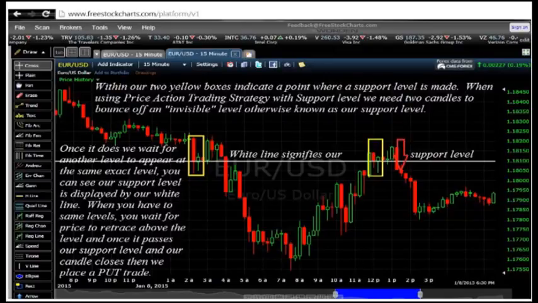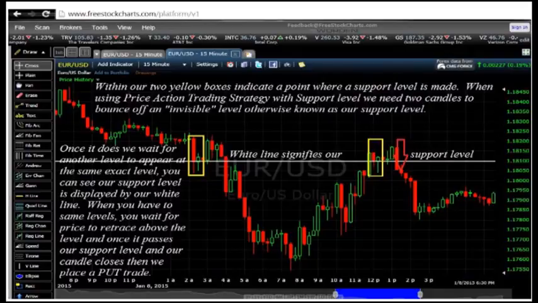I'm going to talk about one of the two ways that I trade price action, basically. These are the very basic concepts behind the price action trading strategy. There are many variations with price action. I honestly don't know that many. I'm still learning more variations, but I only trade two, and it comes with support levels and resistance levels. First, we're going to talk about support levels.